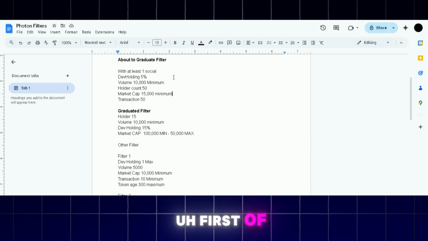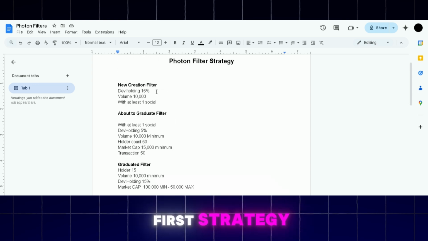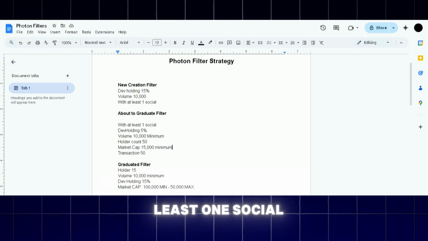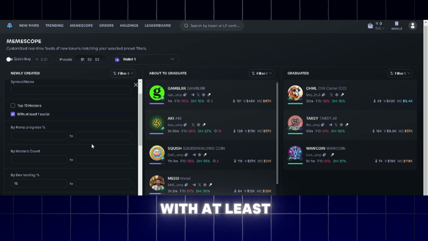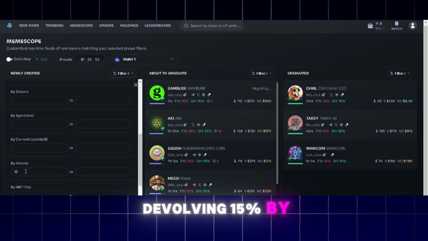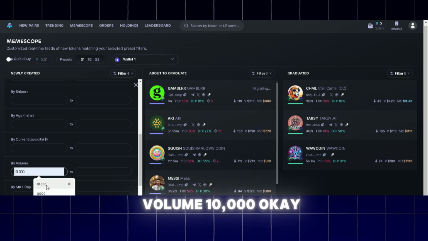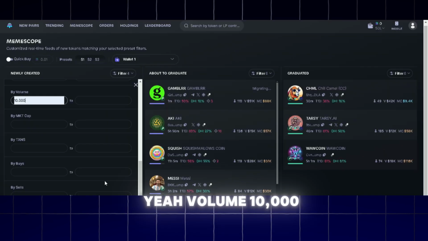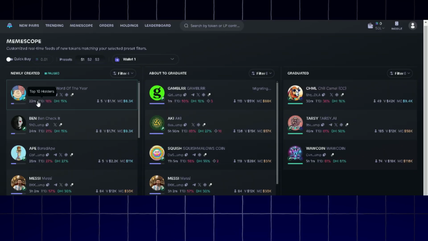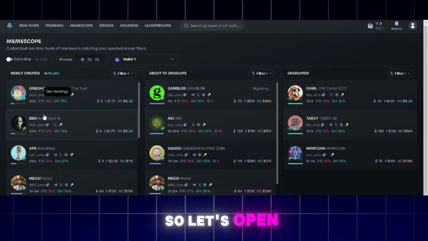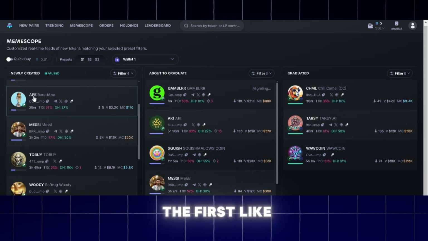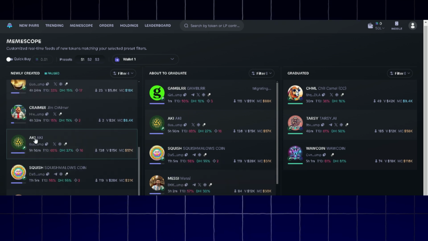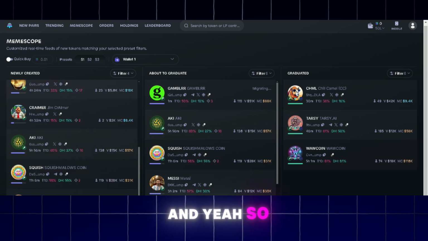My first strategy is like this: dev holding 15%, volume 10,000, with at least one social. Let's check at least one social, dev holding 15%, volume 10,000. Okay, 10,000 volume. So let's apply. We will see these types of coins. Let's open the first.